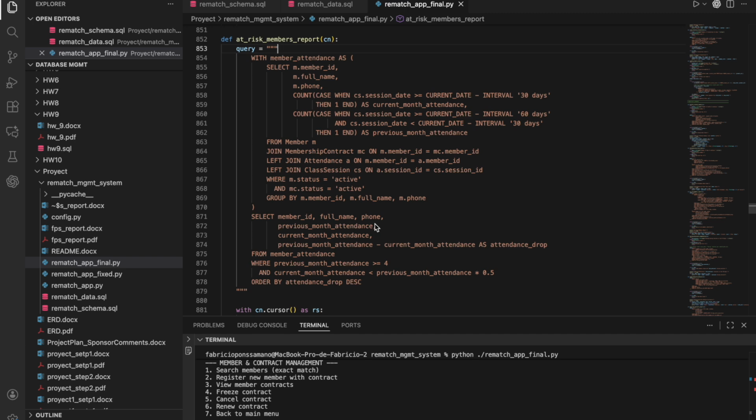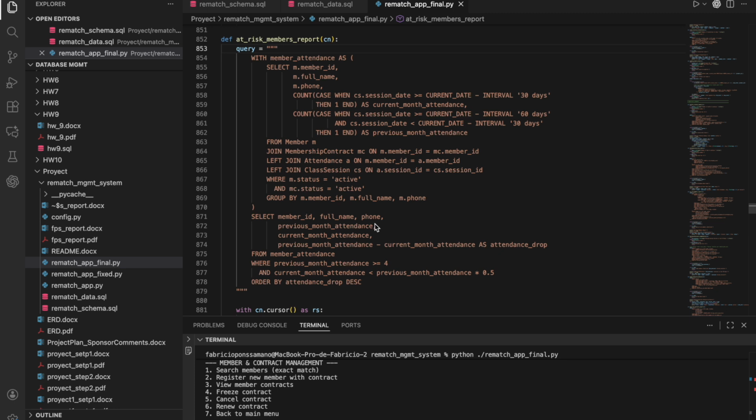One of the big questions that we always have is which members are starting to disengage with the gym and might cancel the membership soon. So for this, I did the query starting with a CTE that we learned in class. This temporary table just calculates the attendance per member, and then I joined it to different tables like member, attendance, class session, and membership contract. The member to identify the person, attendance to track the check-in, class session to provide the class dates, and the membership contract to ensure that the member is active.